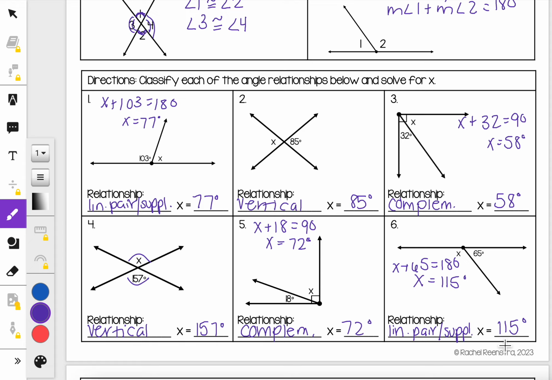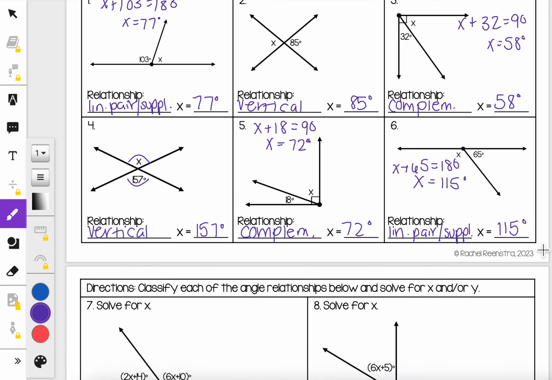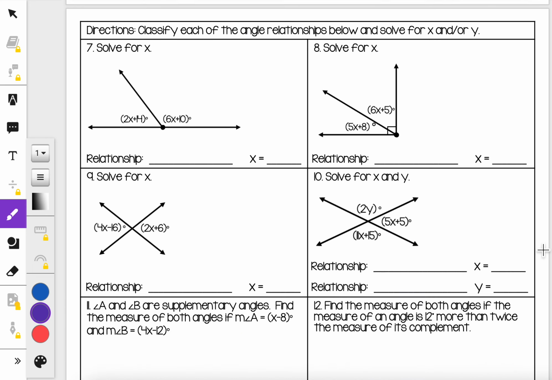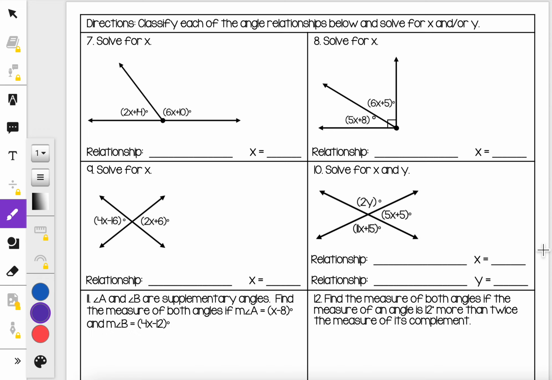All right. So now that we kind of have the basics of those relationships, we're going to get into some more problems here. The directions say to classify each of the angle relationships and then solve for x or x and y. So again, the biggest thing that you want to do is start these by finding the relationship. Once you know the relationship, then you're going to know how to set up your equation.